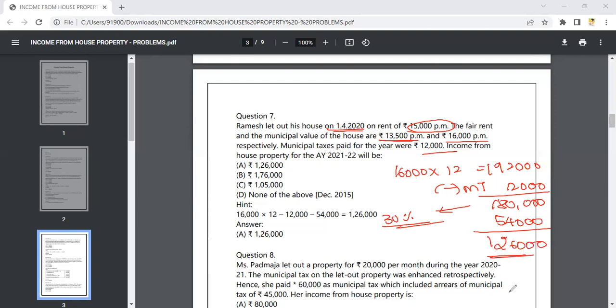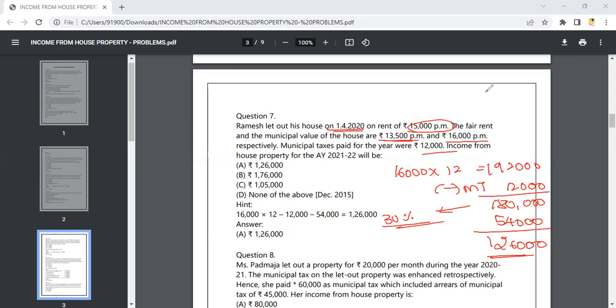So what will you do? Fair rent they have given, municipal tax they have given. So fair rent into 12 and minus the municipal tax, that's your 12,000. So that you will get some balance. On that balance, you will do 30% on your GAV. Then you will get the net annual value. I hope you people have understood.